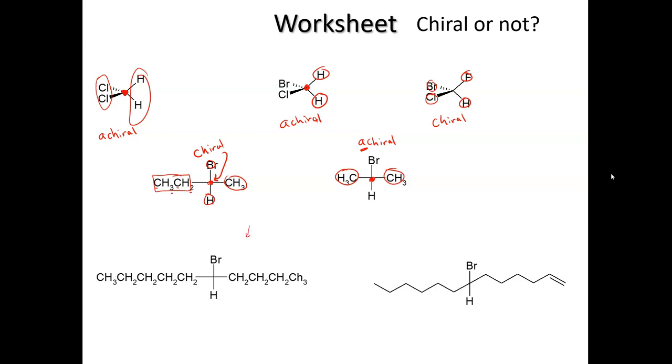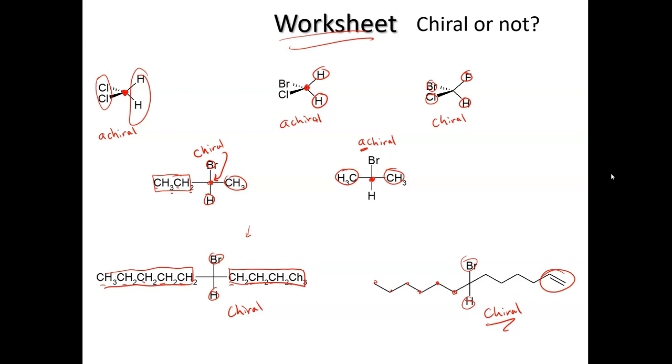Here on this bottom one, we have 1, 2, 3, 4 carbons versus 1, 2, 3, 4, 5. Those are different groups from the left to the right. And then we have a hydrogen and a bromine. So this is also going to be chiral. And here we can count 1, 2, 3, 4, 5, 6. I don't actually have to count the other side. We have a double bond. That makes it different. Hydrogen and a bromine. This is also chiral. So we'll practice. I have a different worksheet. We'll go through looking at some more of these to practice this a little bit more. But this is just an example of how to identify chiral centers.